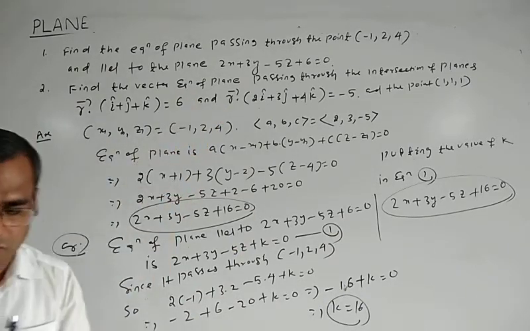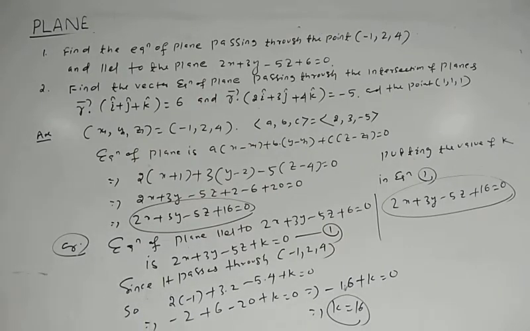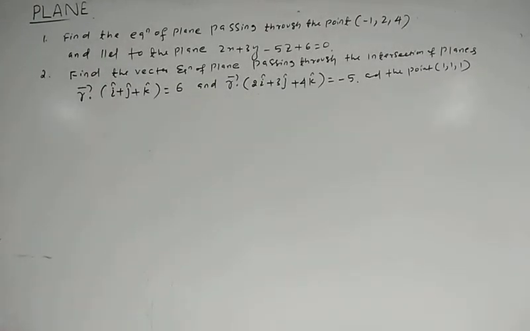Next we go to the second question. Next question: find the vector equation of the plane passing through the intersection of two planes r vector dot i cap plus j cap plus k cap equal to 6 and r vector dot 2 i cap plus 3 j cap plus 4 k cap equal to minus 5, and the point 1, 1, 1.